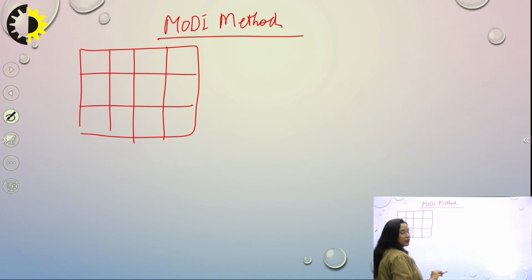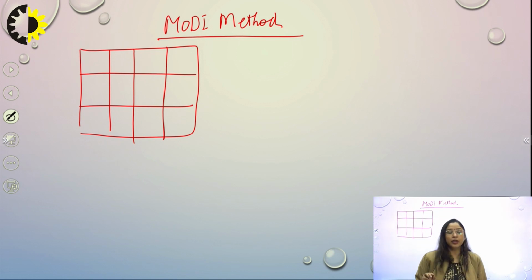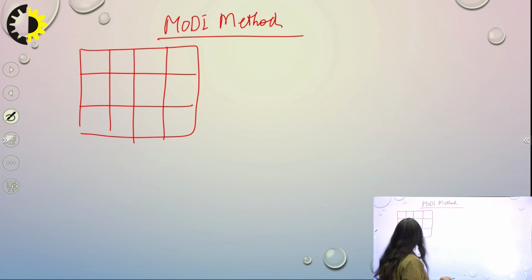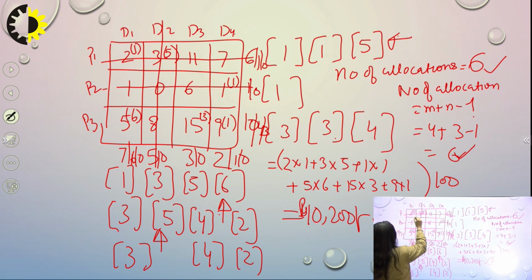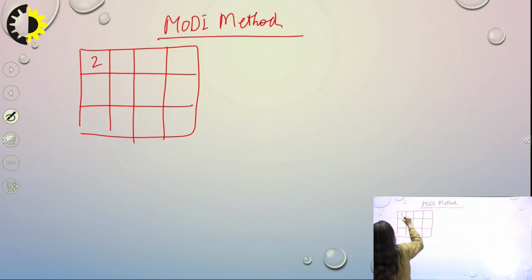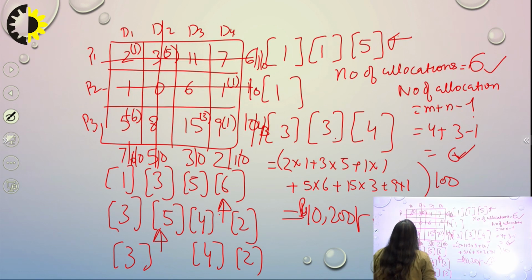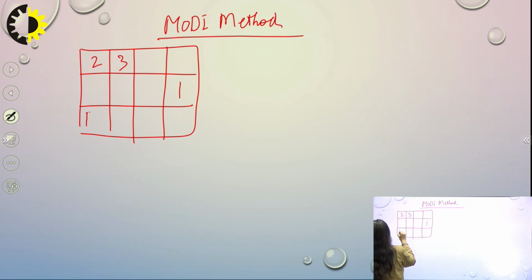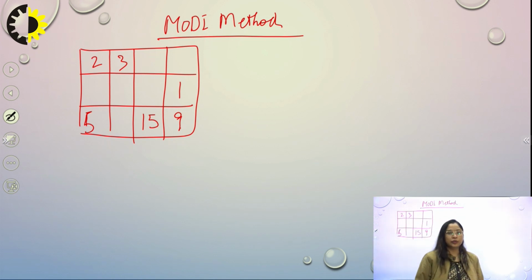We will just fill the cells with the cost of the allocated cells. Look here, it is 2, 3, 1, 5, 15 and 9. These are the costs associated with the allocated cells.